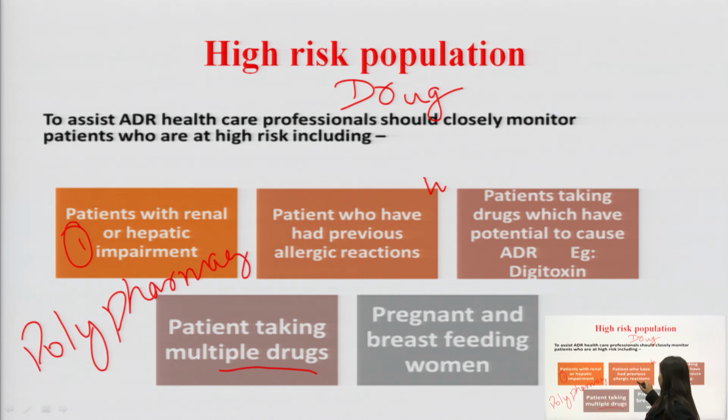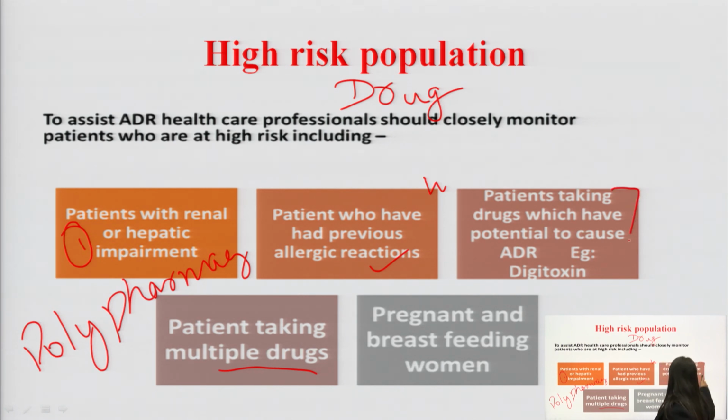Then we have patients who have had a previous allergic reaction. Now if you remember, type B reactions are bizarre reactions. These are generally allergic or hypersensitivity reactions. If a patient has a history of suffering from allergic reactions, there are high chances that he or she might also suffer an allergic reaction to the drug. So it is very necessary to check whether the patient had previous allergic reactions or not.